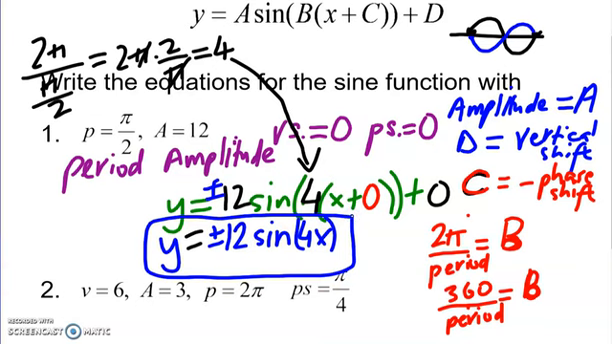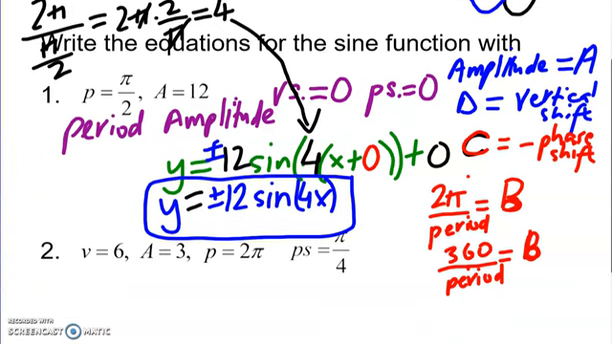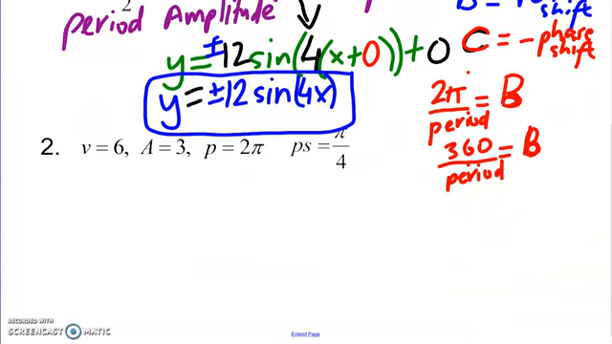Okay, so I covered A, the amplitude, B, the value that's related to the period, and then C, the phase shift. Remember, we take the negative for that, and then D, which is the vertical shift. So let's do one more problem down here.